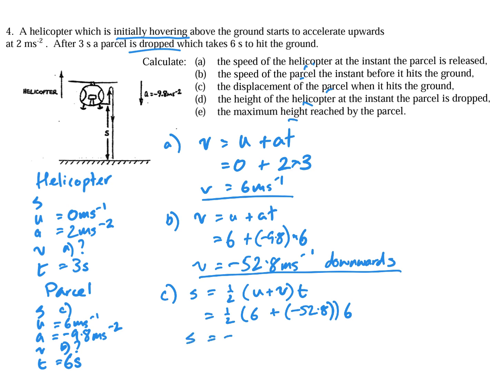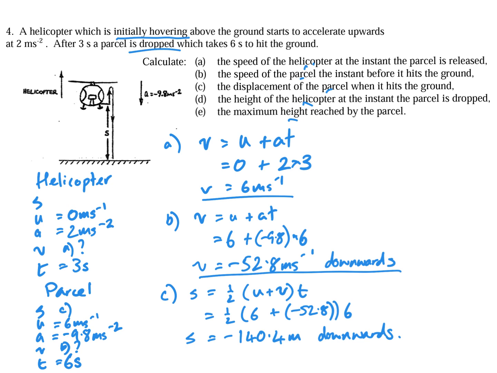So plug all that into your calculator. So S is minus 140.4 meters. And you can put in the word downwards as well. So that's the displacement of the parcel when it hits the ground. And once again it's negative because the parcel has ended up below where it started. So that's what that negative sign tells us. And then we've been asked the height of the helicopter the instant the parcel is dropped, and the maximum height reached by the parcel. I'll carry them on to the next page.